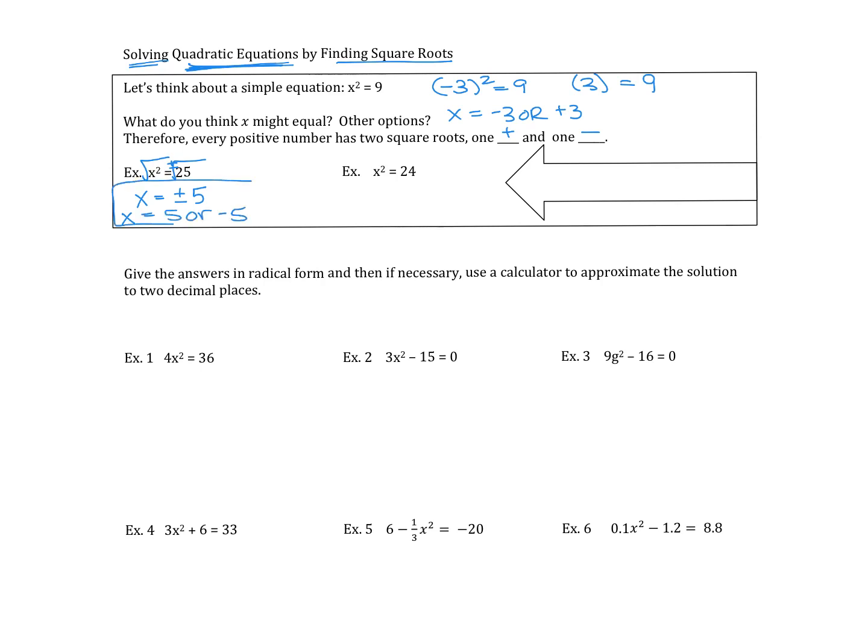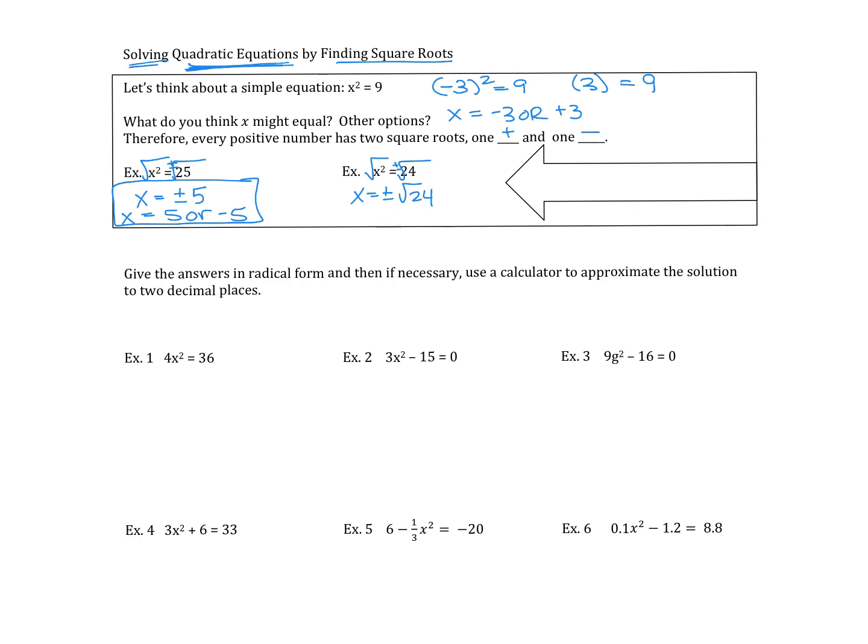And you can write that either as a plus minus in front of 5, or you can write 5 and -5 separately. What about something that's not a perfect square root? So for example, if I take the square root of both sides, I have plus minus the square root of 24. So x equals plus minus the square root of 24.